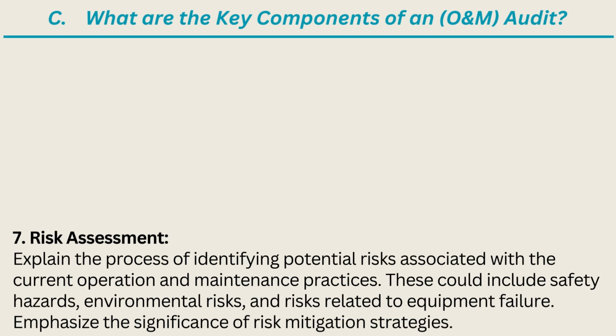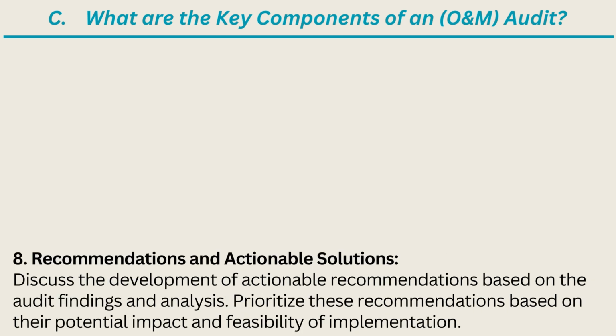7. Risk assessment. Explain the process of identifying potential risks associated with the current operation and maintenance practices. These could include safety hazards, environmental risks, and risks related to equipment failure. Emphasize the significance of risk mitigation strategies. 8. Recommendations and actionable solutions. Discuss the development of actionable recommendations based on the audit findings and analysis. Prioritize these recommendations based on their potential impact and feasibility of implementation.